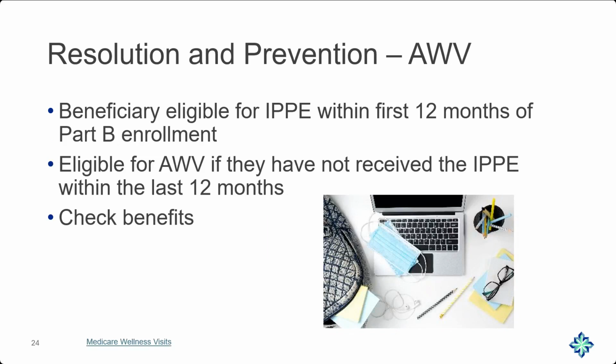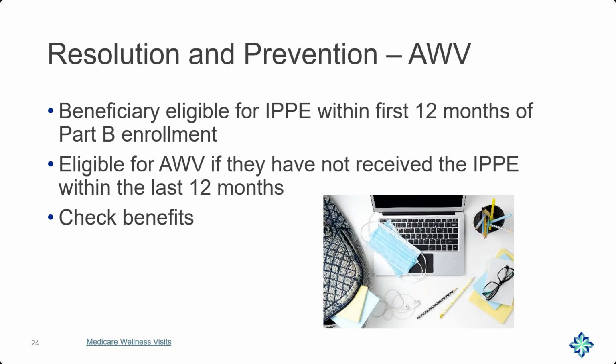Well, let's step back a second here. When a beneficiary enrolls in Medicare, they're eligible for a different service, an initial preventive physical exam, IPPE, within the first 12 months of their Part B enrollment. A beneficiary is eligible for an annual wellness visit, the AWV, if they haven't received the IPPE or Welcome to Medicare benefit within the last 12 months. If the patient didn't do their Welcome to Medicare visit, they can receive an annual wellness visit after 12 months of Part B enrollment.